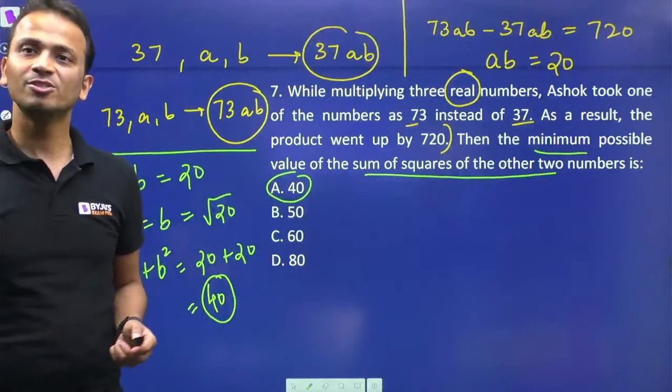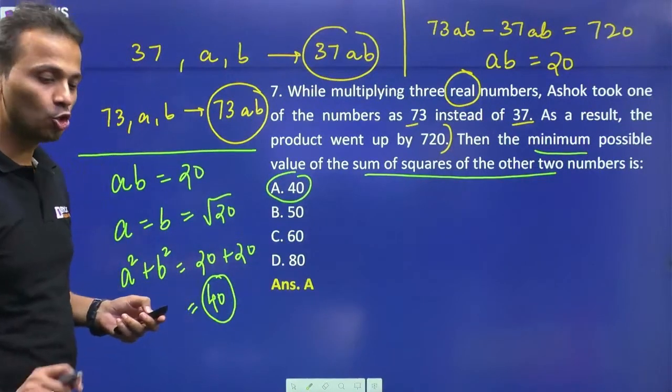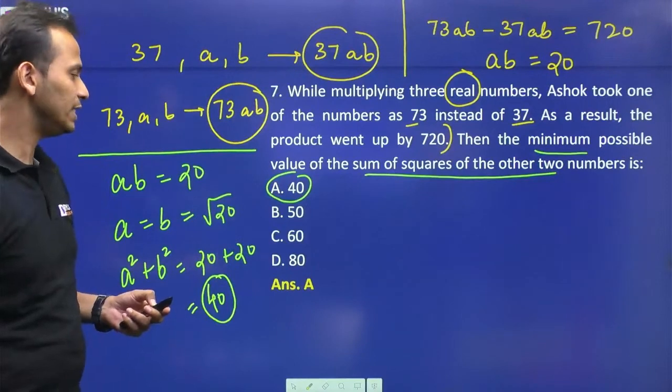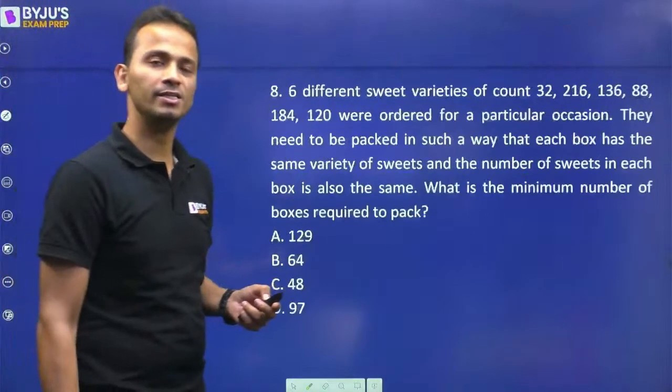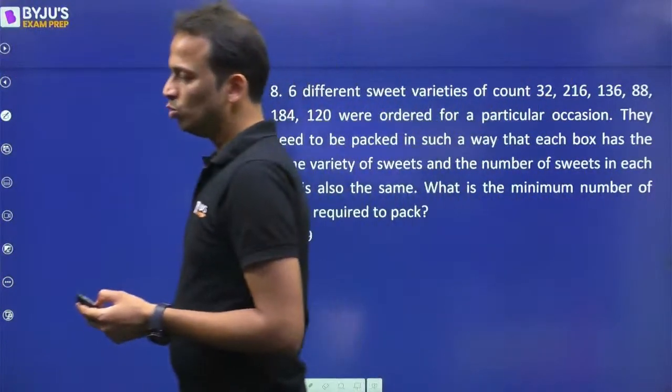All right. So Kushagra, again, D is not the answer. 80 is not the answer. 20 plus 20, that is 40. Option A is the correct answer for this question. Okay. Let's move on to the next question.